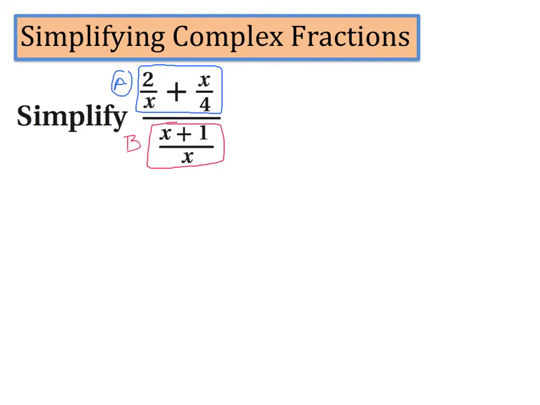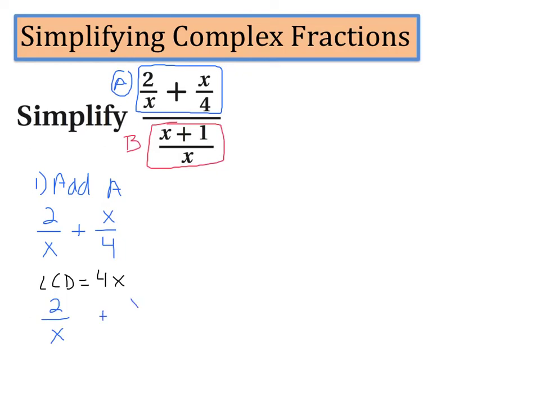So the first thing we're going to do is we're going to add whatever's going on in part A. So in part A I have 2 divided by x plus x divided by 4. To be able to add these, I can't because they have denominators that are uncommon. So I have to find my lowest common denominator. So between these two, my lowest common denominator is 4x.